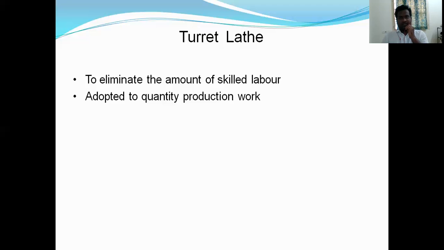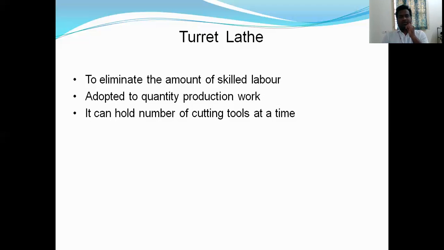That can be achieved by the turret lathe, and it also reduces the amount of skilled labor. It can hold a number of cutting tools at a time, as I have already told, and as we have learned so far. The turret lathe has a number of tools that operate at a time. It has a tool magazine that can be hexagonal or some other shape, in which a number of tools are fixed.